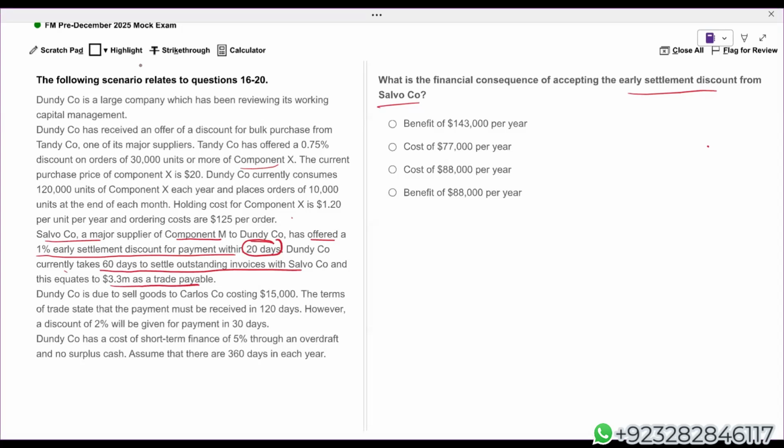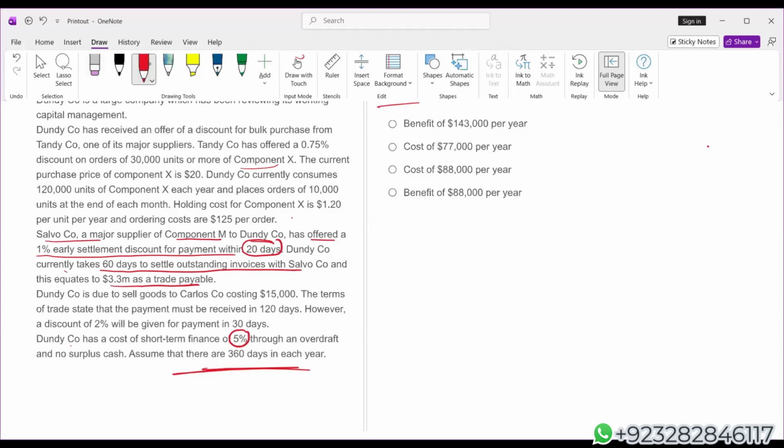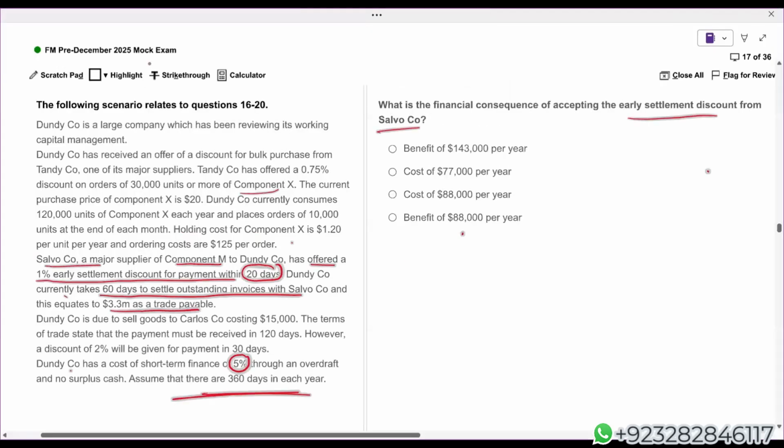Okay. D company has a cost of short-term finance of 5%, and assuming 360 days. Fine. Now, please, you need to understand first: we are dealing with component M. Just a minute. We're not dealing with component X now. We are dealing with component M.